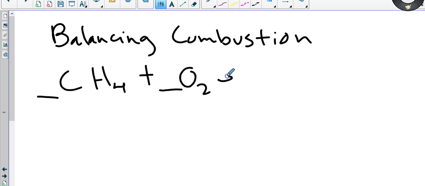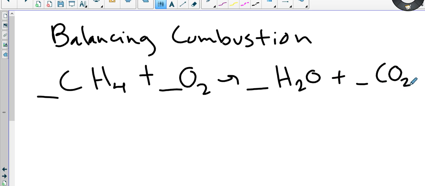Oxygen, and what is it going to make? Water and carbon dioxide. Y'all are so smart. So, the only thing about combustion is when you go to balance it, you have to write the elements in this order. You have to write out CHO. If you do it any other way, you're going to be here all day. That's the only time it really matters.